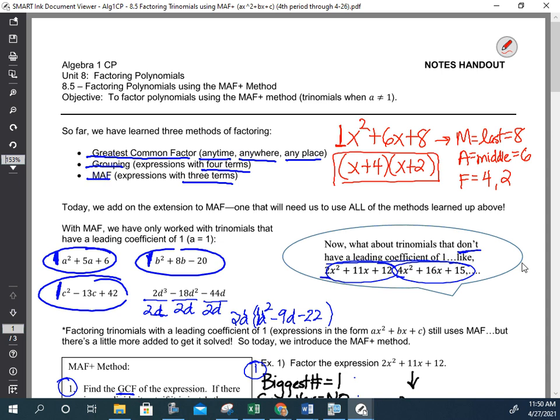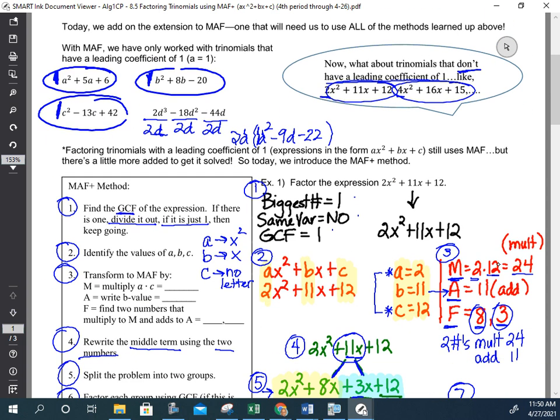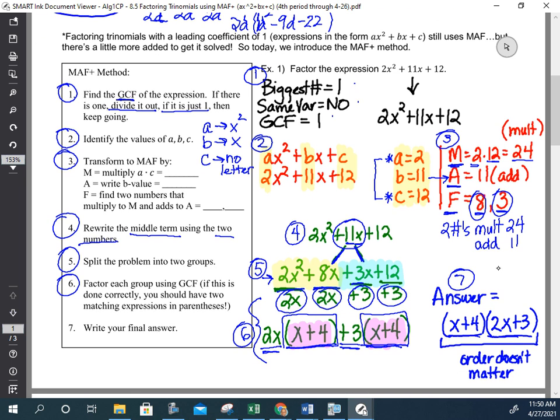So this was the old way of doing MAF, when the first number is 1. When the first number is not 1, then you have a little bit longer of a process to go through. So remember, yesterday, our first two examples were literally just going through it step by step, making sure that we understood what each part is.